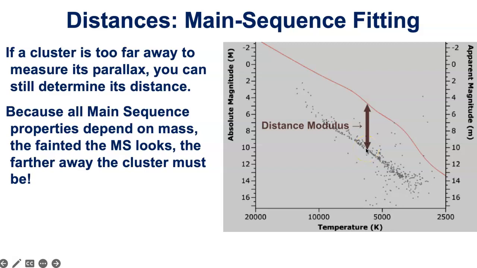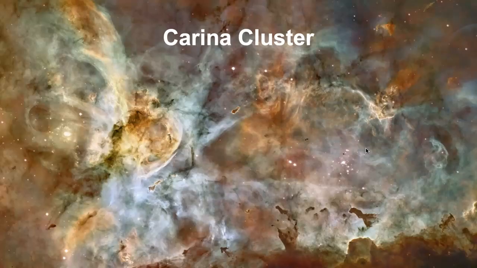How much fainter is it? That tells you the distance. And now you've got the distance to the whole cluster. All right. What about the age? How can we figure out the ages of these stars?